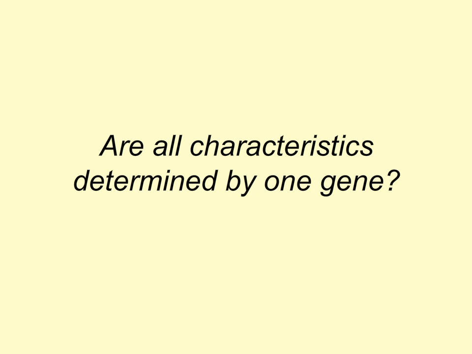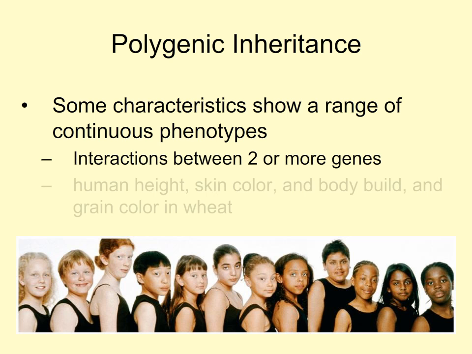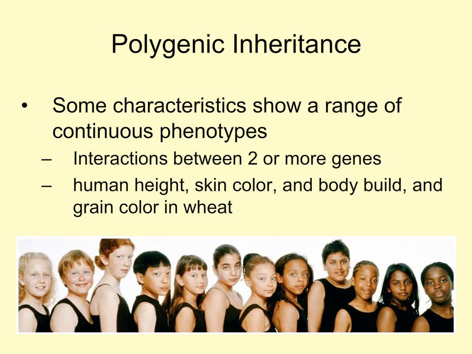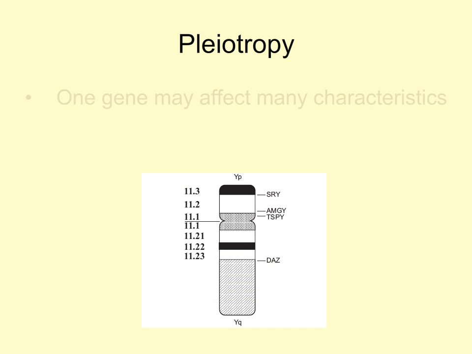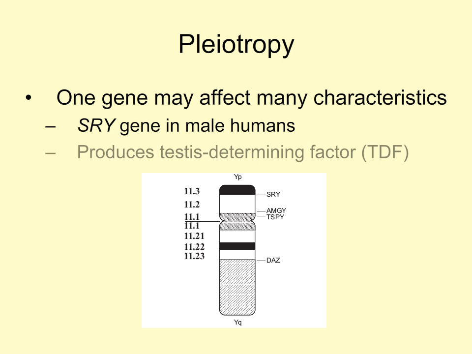But are all genes like those examined by Mendel? One characteristic is determined by one gene? No, in fact most characters are polygenic. This means that two or more genes interact to produce the characteristic. We see this in human height, skin color, eye color, most of the traits we are familiar with. On the other end is pleiotropy. This is when one gene may affect many different characteristics. We see this in the SRY gene on the Y chromosome. This one gene regulates many different factors that result in the development of male characteristics.